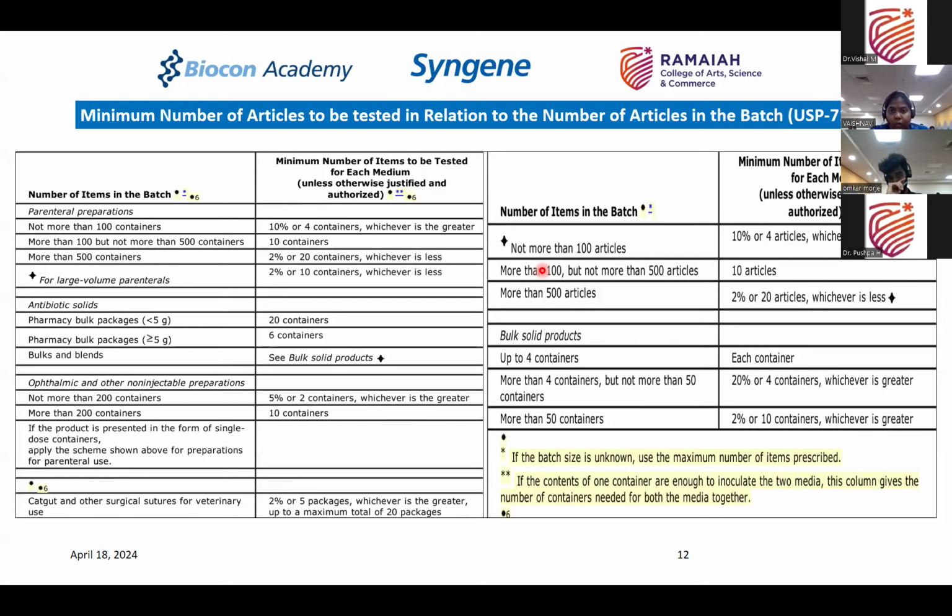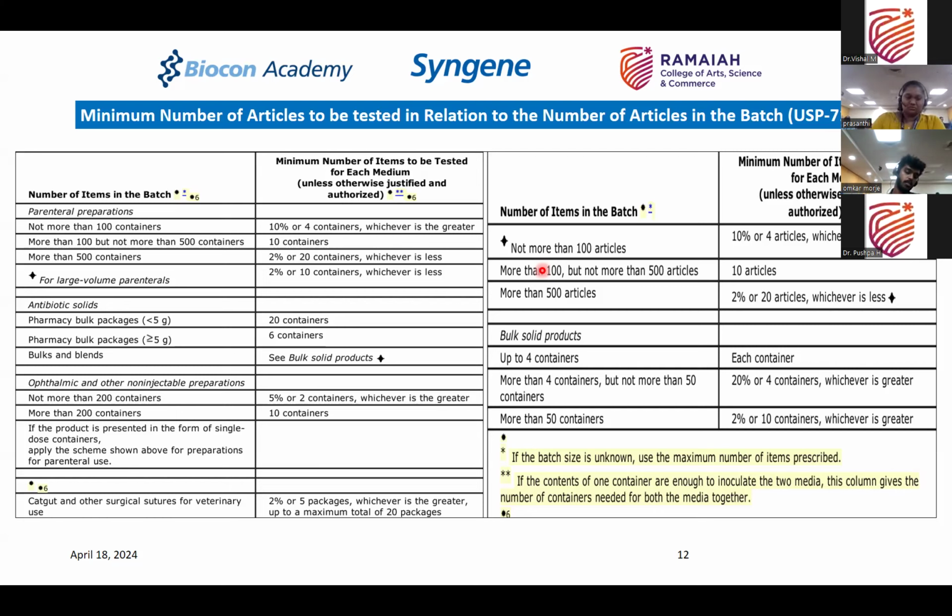So you should know, for example, if you get a batch of pharmaceutical products, out of that batch, how many samples should I check? You cannot check the entire batch, or just one vial or two vials. It is not like that. According to USP, what is USP? Anybody can tell me? United States Pharmacopoeia. Yeah.